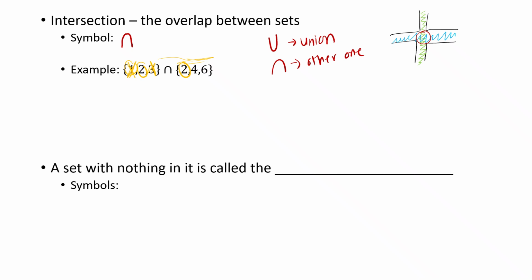So, could you go over and check the 4 and the 6? Yeah, sure, but you already went through everything that was in set 1. So, 4 and 6 weren't there.